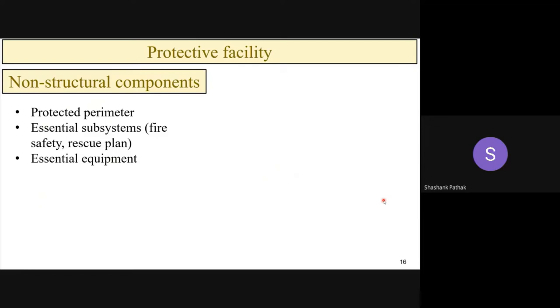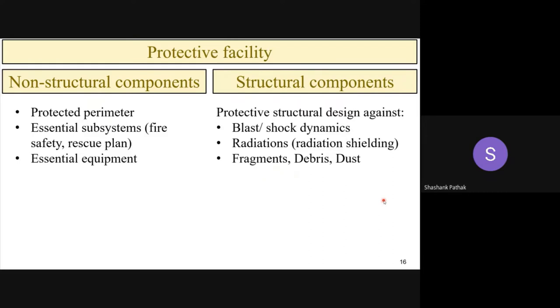In protective facilities, there can be non-structural components like the protected perimeter, which I have explained, essential subsystems like fire safety and rescue plan, which I have explained, and some essential equipment. In the structural component, we need to understand the blast dynamics of the structure. Providing protection from radiation through radiation shielding can also be a very good idea. But before that, we have to understand what the risk is.